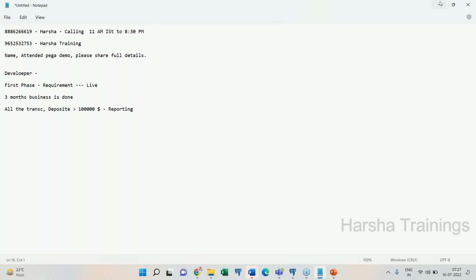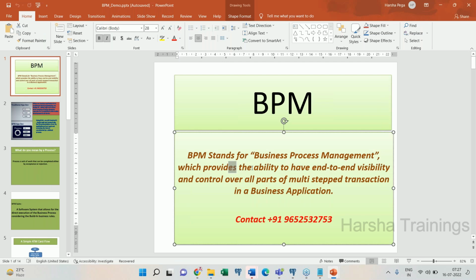But when you come to Pega, Pega provides end-to-end solutions. I mean, BPM provides end-to-end visibility and control over everything that you do in your business transaction. BPM is going to provide you an environment where you can perform the tasks of your application development, starting from requirement phase, gathering the requirements, design, development, deployments. Even versioning also you can do on the same environment.